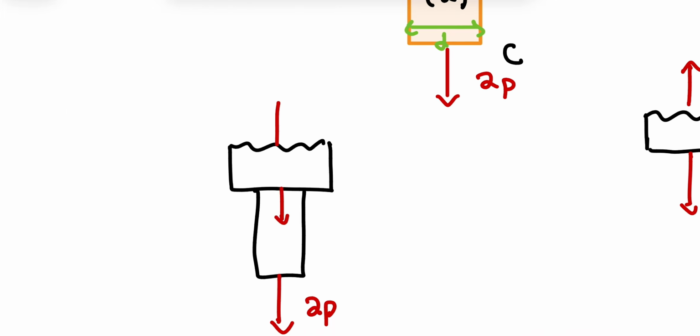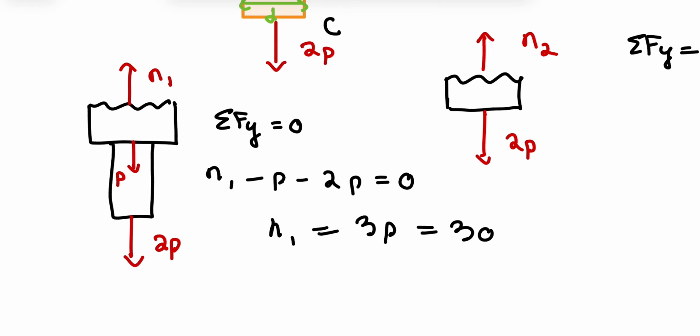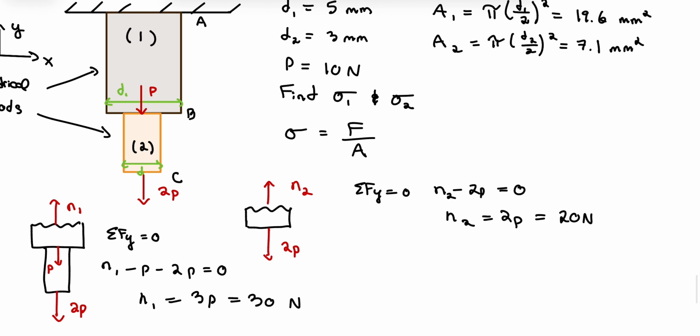So same thing like we did before, we're going to do the sum of the forces in the y direction, it's going to be 0. So we know N1 minus P minus 2P is equal to 0. So we get that our internal normal force for rod 1 is going to be 3P, or 30 newtons. So now we know both the area and the internal forces acting for each rod. So now we can calculate the stresses acting in them.